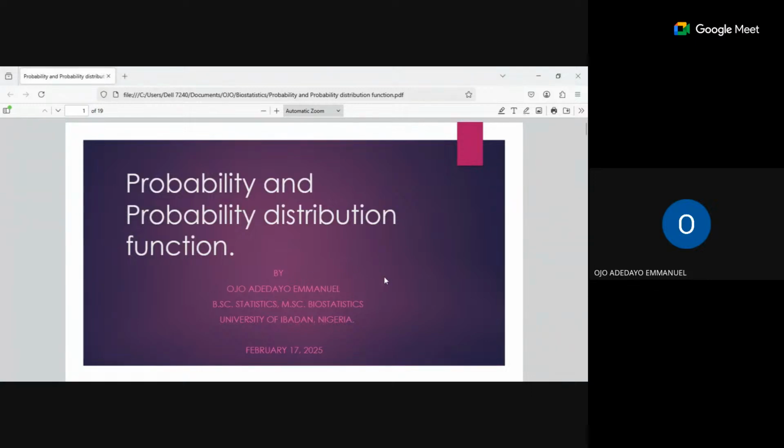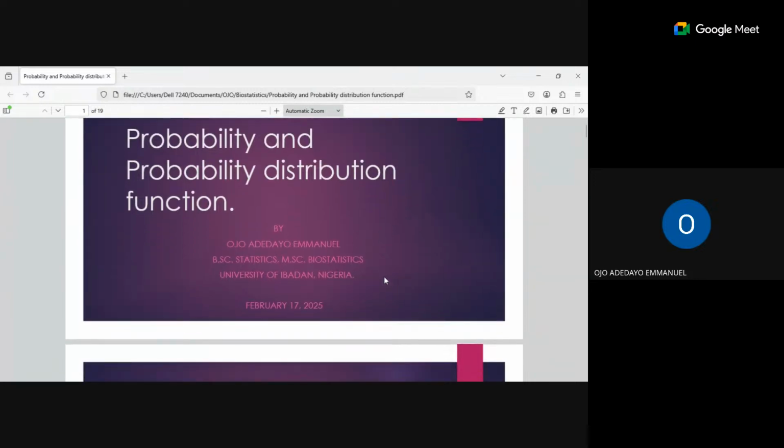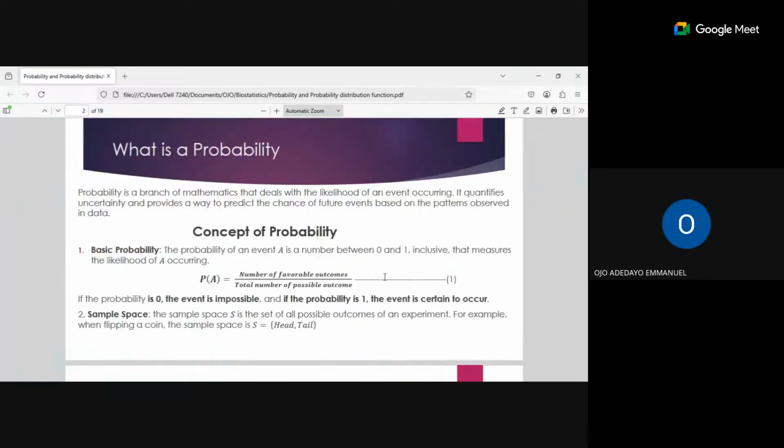So we are starting with the probability and then we move to probability distribution function. Let me start. Before I start, why is probability important? We make use of probability in our day-to-day activities. We may not know that we are using probability, but in actual sense, we are using probability.